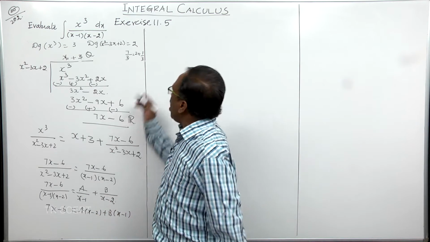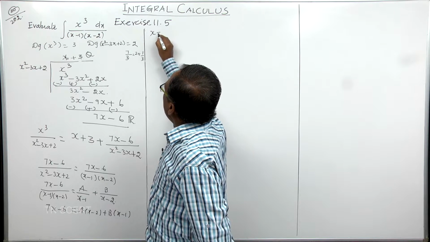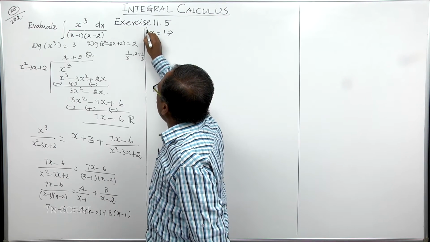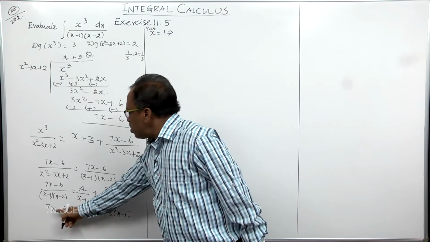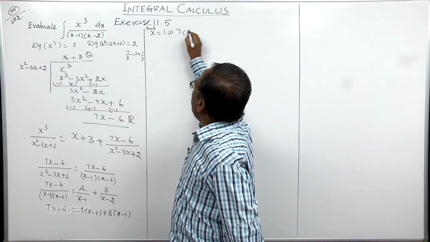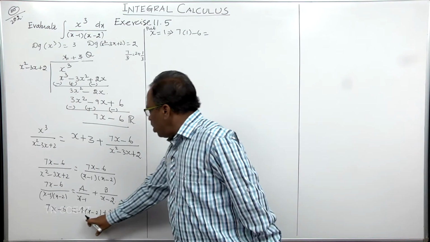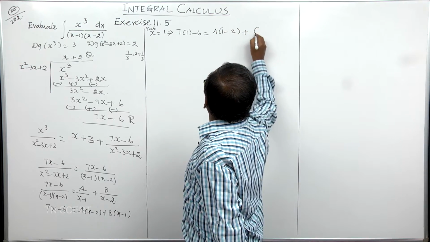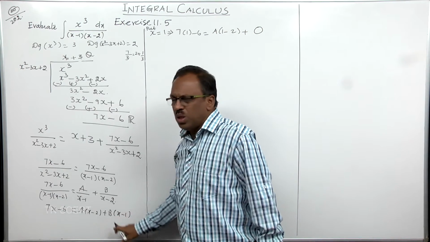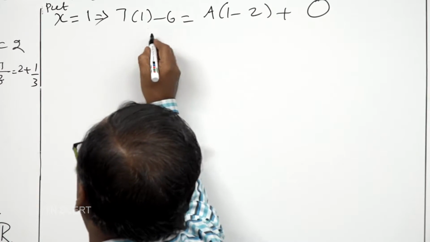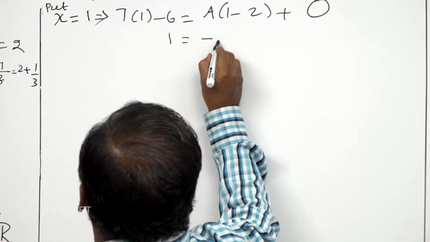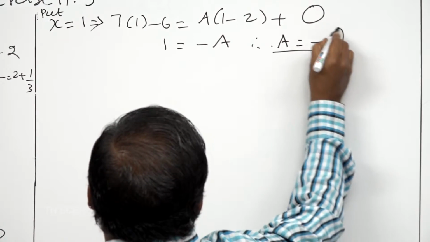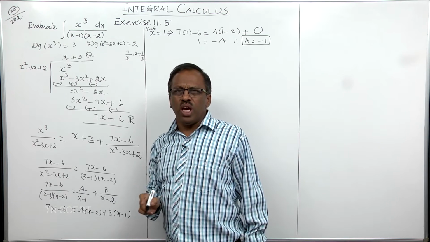Let us do x is equal to 2 or x is equal to 1. Let us start with 1. Put x is equal to 1. What happened? That means 7 into 1 minus 6, a into 1 minus 2, and b obviously 0, because 1 minus 1 is 0, there is no b at all. So that means 7 minus 6 is 1 and negative a, therefore a is equal to negative 1. So we found out the value of a.